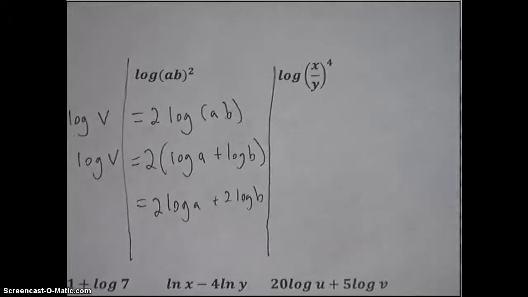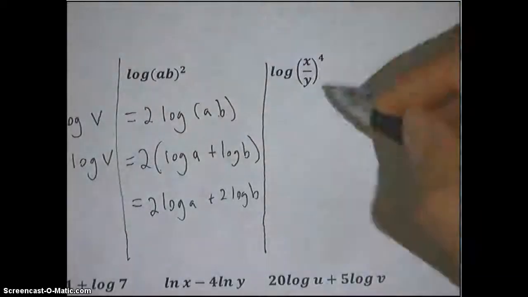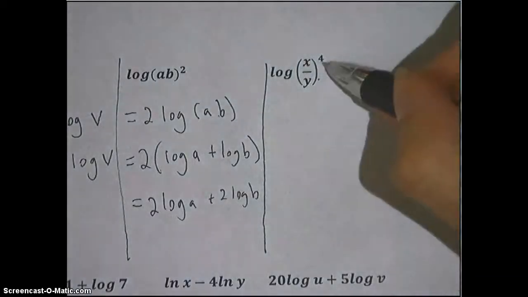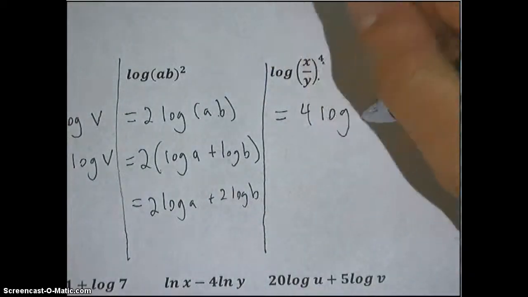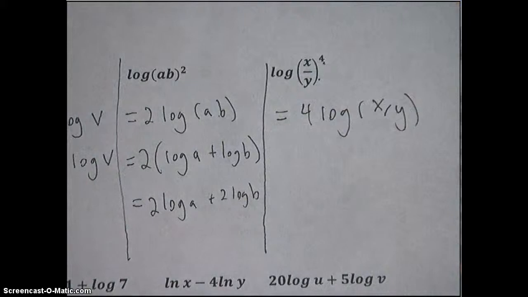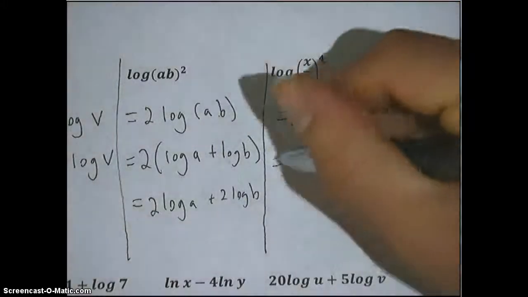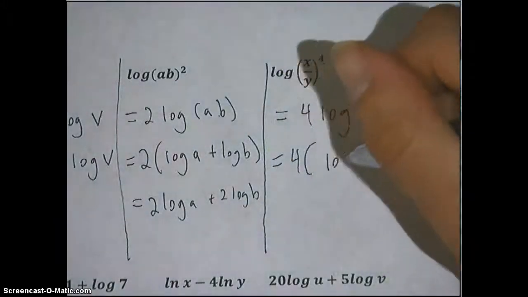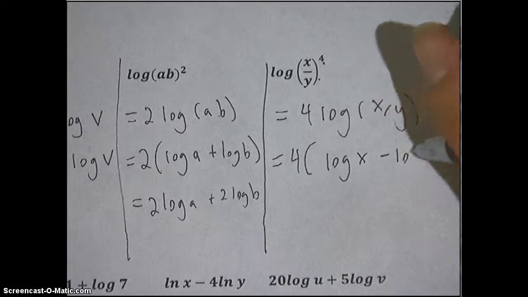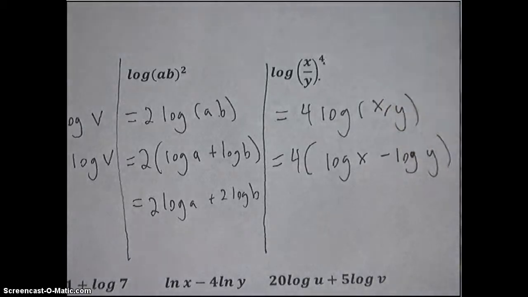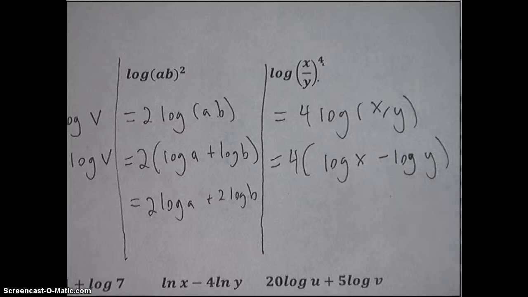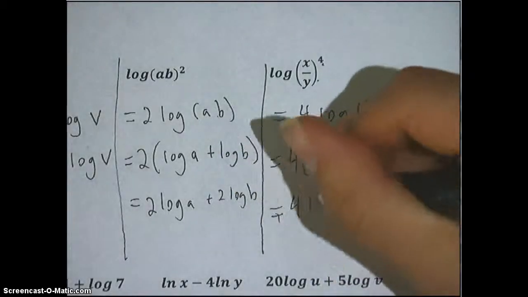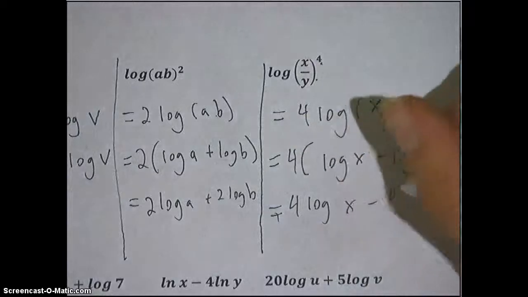All right, one more division problem. So since it's division and there's a 4, I'm going to first move the 4 out front. So I'm going to make that 4 log of x divided by y. And now I'm going to expand it by doing 4 log of x minus log of y. Remember that division inside the parentheses turns into subtraction outside the parentheses after you expand it. Now I'll go ahead and distribute that 4. Make that 4 log of x minus 4 log of y.